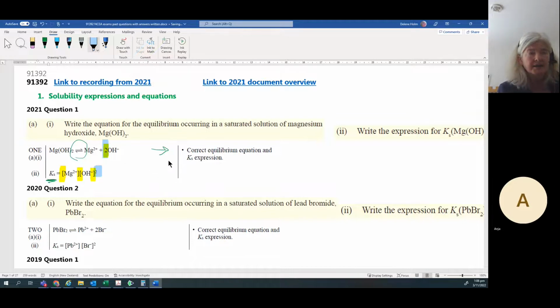Just as an aside, you should always put in the states in equations. Now you'll notice in the assessment schedule, they have not put in the states. So what I gather from that is it will not be marked as wrong.